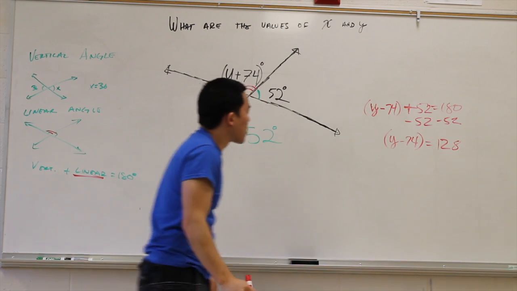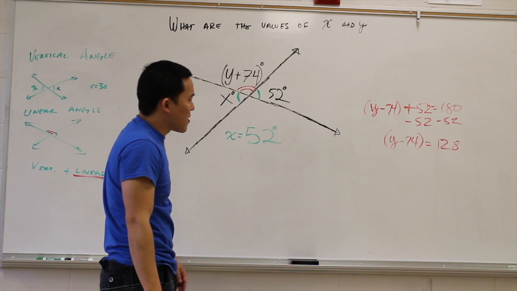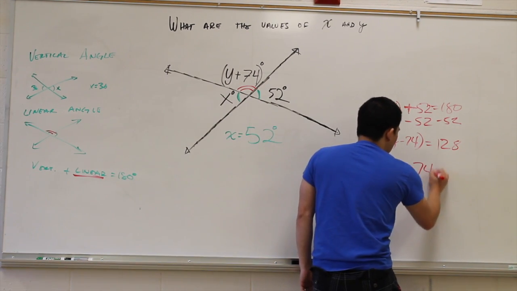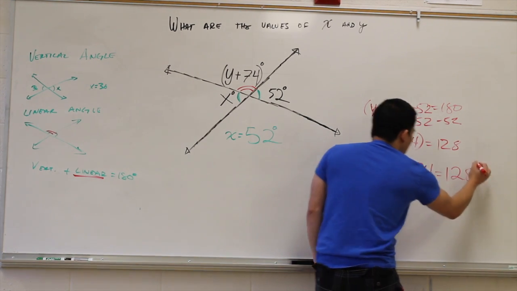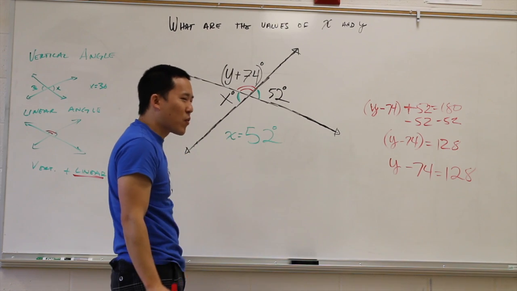All right, so now tell me what you're going to do on both sides. Can I get rid of the parentheses? Sure, you don't need the parentheses. So I only have parentheses on that side, so I'm going to get rid of them. And I have 128. Awesome. And now what are you going to do? Can I add 74 to both sides?